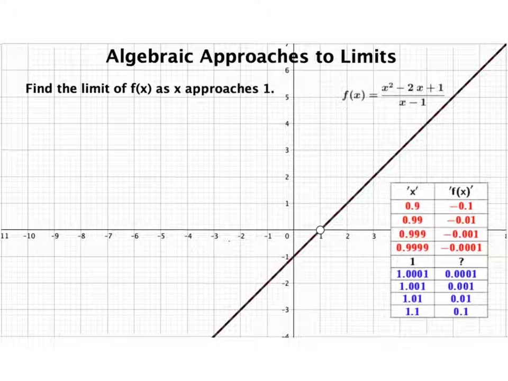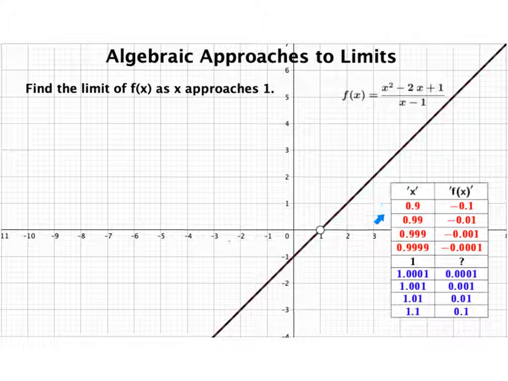One more time, let's bring the graph and the table in, and we can see that at x equals 1, we have a hole. Again, that's a removable discontinuity. Once we factored out the x minus 1 from top and bottom, we ended up with a line, x minus 1, where the function is not defined at x equals 1. But again, we're not finding the function value, we're finding the limit. In other words, what does f of x approach as x approaches 1?